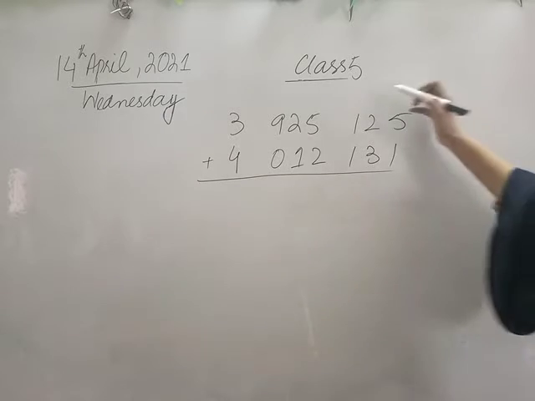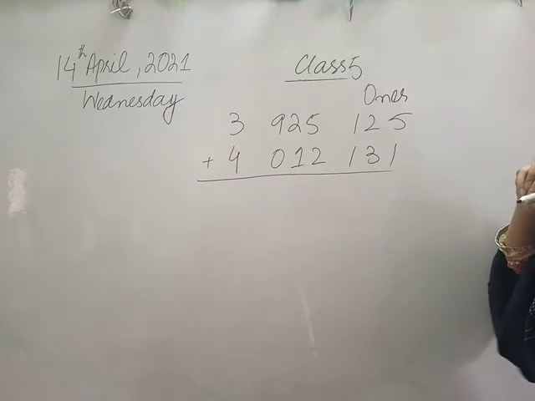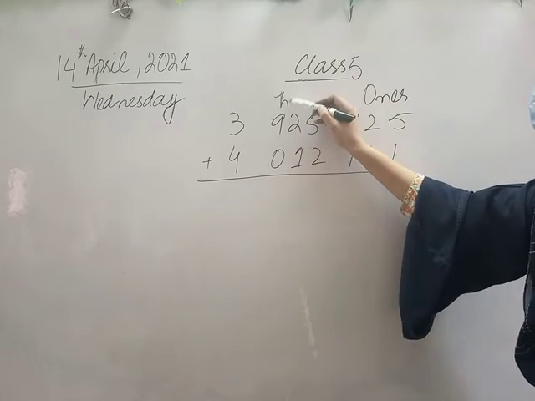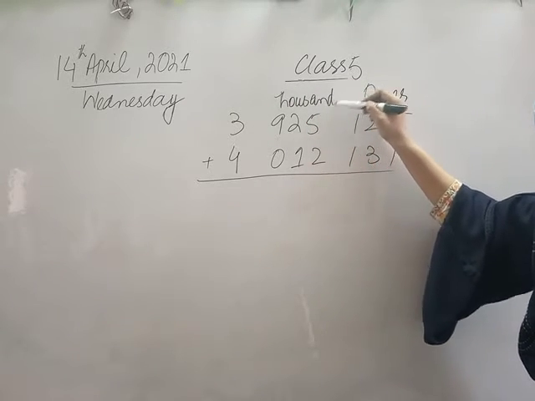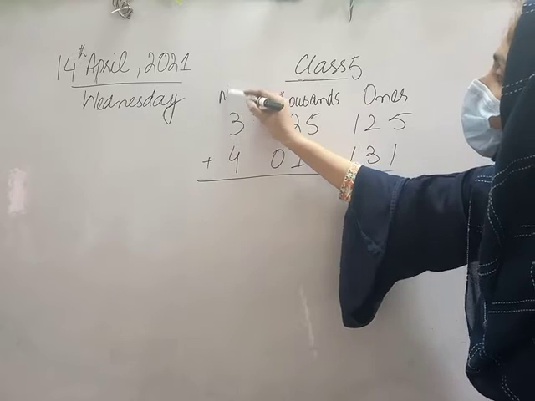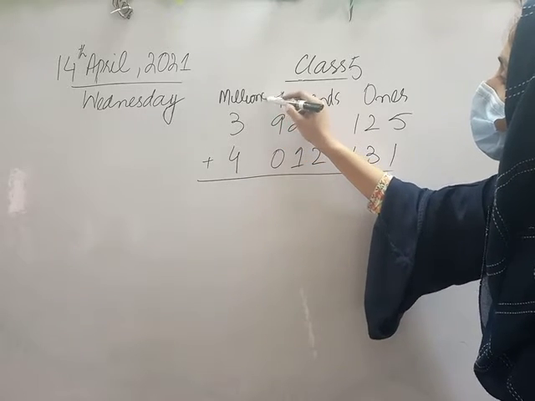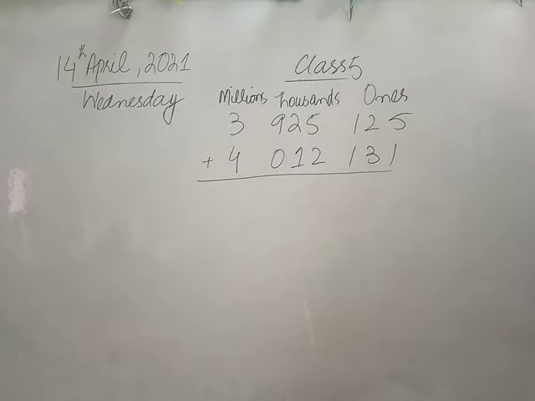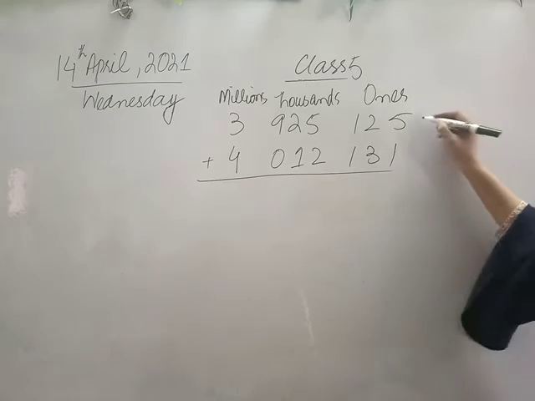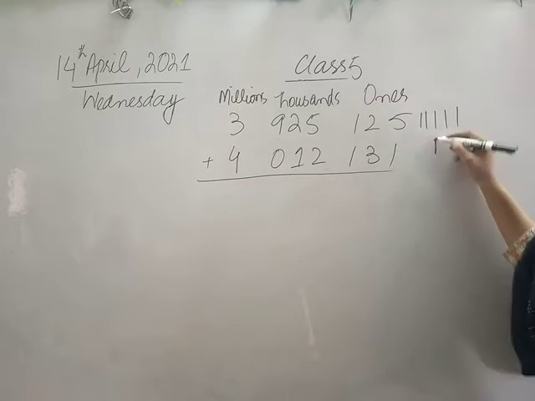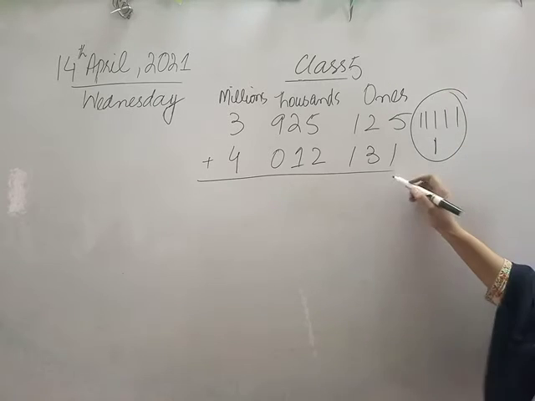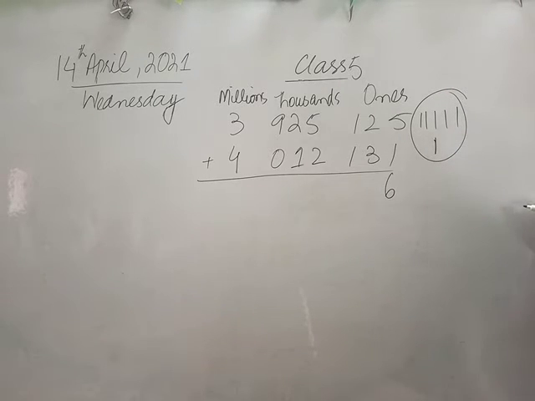Very good. First of all, I will give them their place values, which are ones, thousands and millions. So according to the ones column, we have the first number, which is 5 plus 1. 5 for upper and 1 for lower. So in total we have 6.